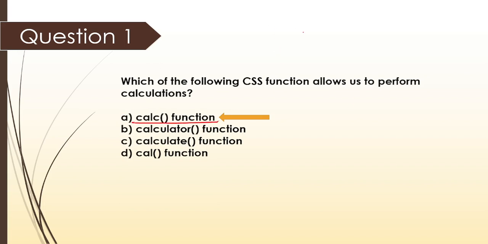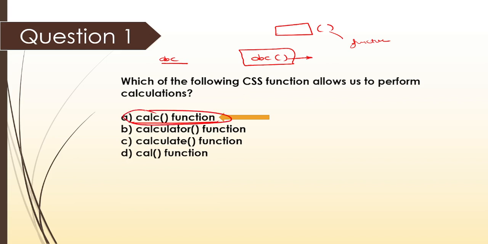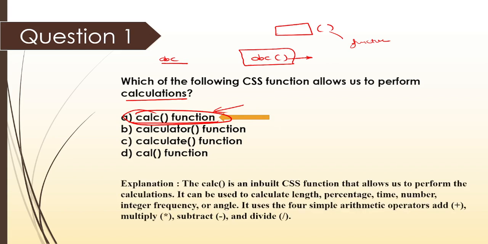Remember one point: whenever you see brackets after any text, that means it is a type of function. Let's say if I write ABC, it is just a simple variable, right? But if I write ABC with brackets, opening and closing, then it becomes a function. So the calc function is used to perform calculations. If you have smaller or bigger calculations, you can use it for any of them, right? Next question, you can see the explanation here.